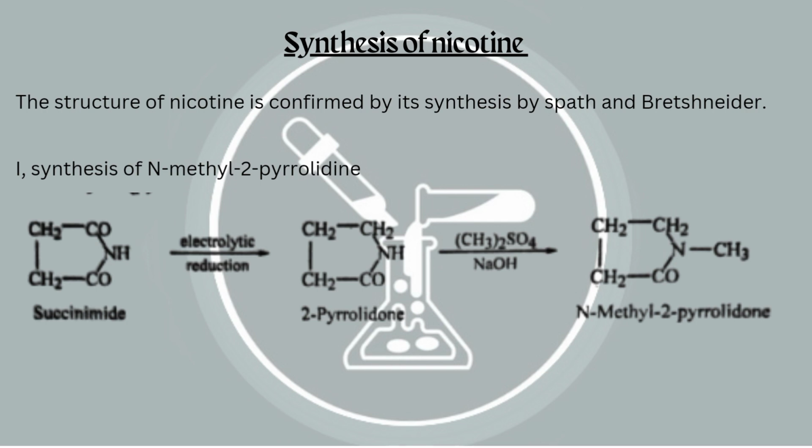Spath and Bretschneider synthesized nicotine by treating the ethyl ester of nicotinic acid and methyl-2-pyrrolidone. So the first step is the synthesis of N-methylpyrrolidone. Succinimide is converted to 2-pyrrolidone using electrolytic reduction and further reaction gives methyl-2-pyrrolidone.